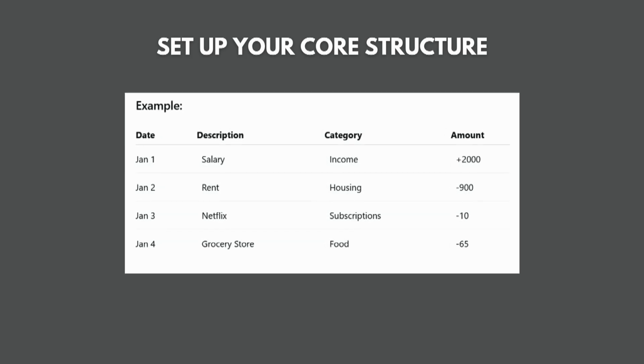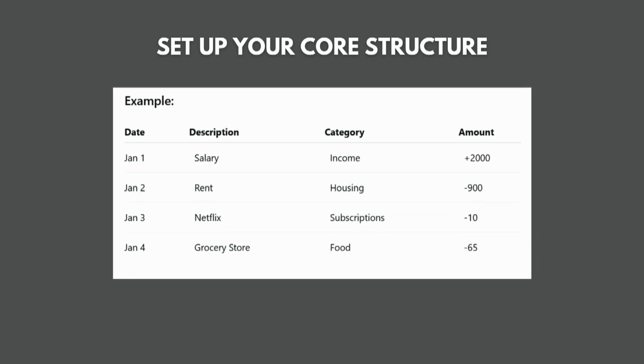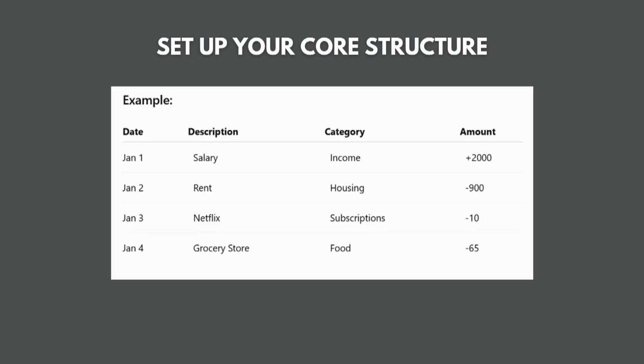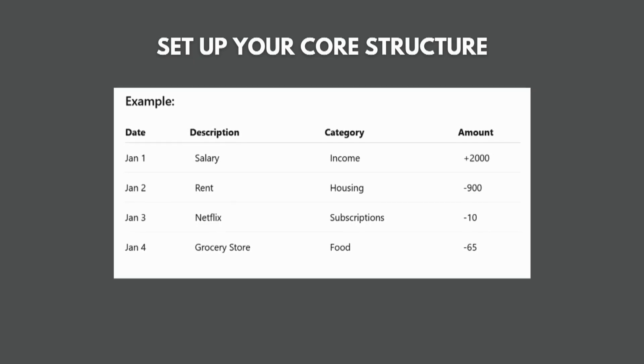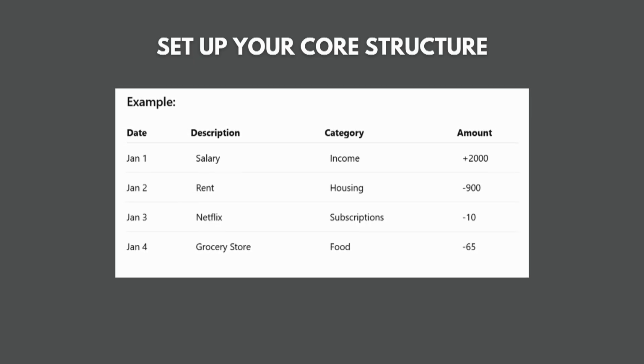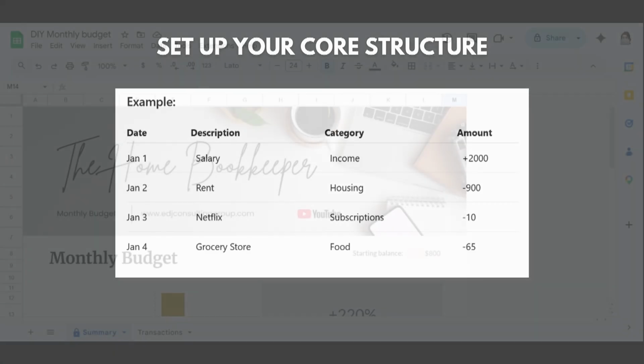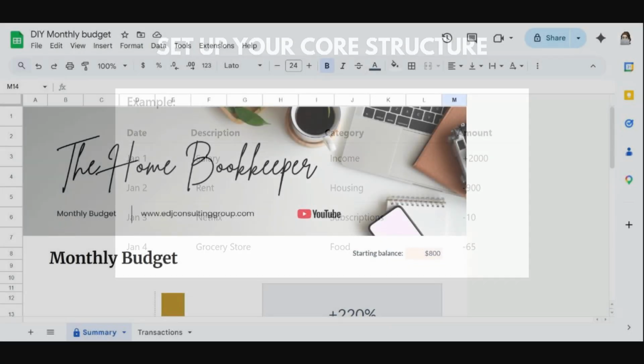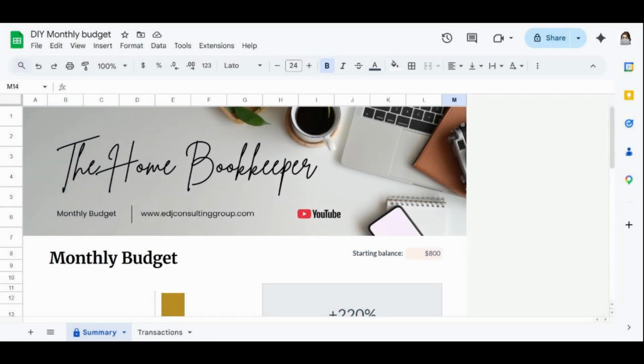Step 2, set up your core structure. Your bookkeeping system only needs 4 columns: a date, a description, category, and amount. That's it. It's pretty simple. Keep it easy. You're not doing corporate accounting here. You're just building a personal budget that gives you all of the awareness that you're going to need for your own personal finances.